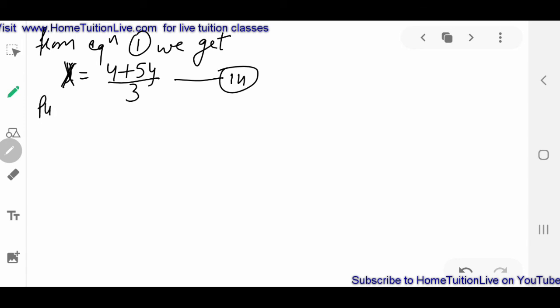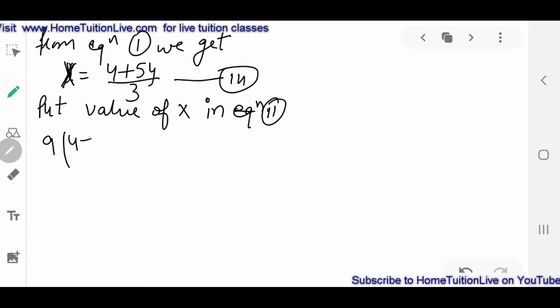Now put this value of x in the second equation. We get this value from the first equation, that's why we are putting the value in the second equation. 9 into 4 plus 5y upon 3 minus 2y equals 7.